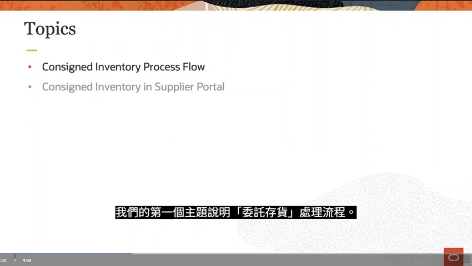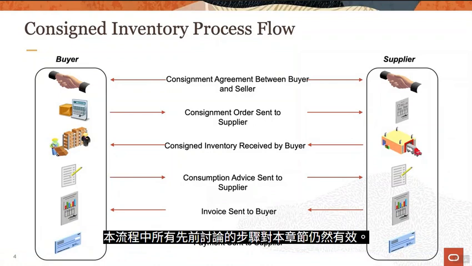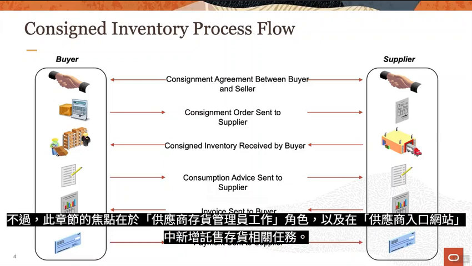Our first topic describes the consigned inventory process flow. This diagram, which we have already reviewed a few times, depicts the consigned inventory process flow. All of the previously discussed steps in this flow are still valid for the lesson. However, the focus of this lesson is on the supplier inventory manager job role and the addition of consigned inventory related tasks in the supplier portal.